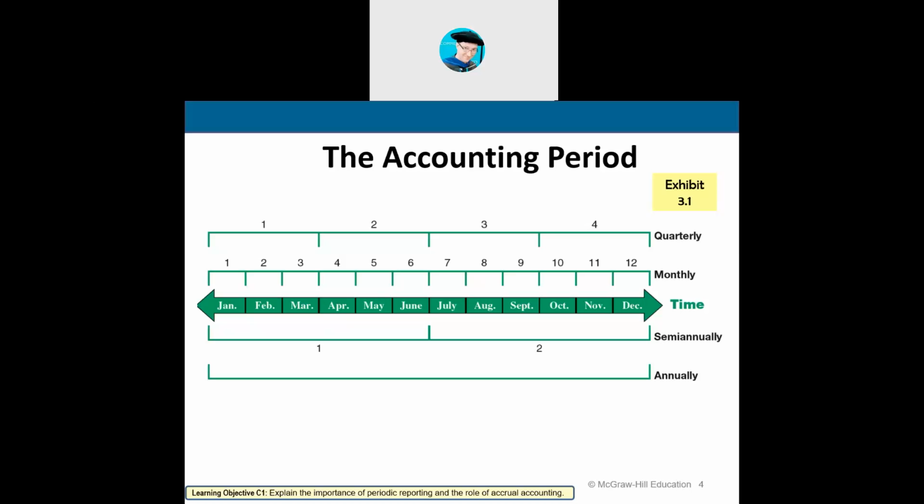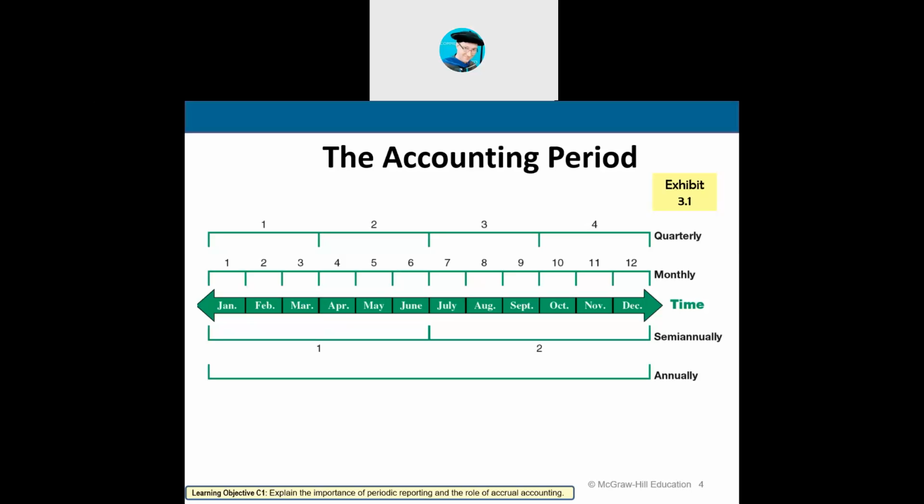The things that we would do on a quarter is we would prepare financial statements to show us the revenue and expenses for 3 months. Or we might run the statement of cash flows or the balance sheet to show us the balance at the end of that quarter.